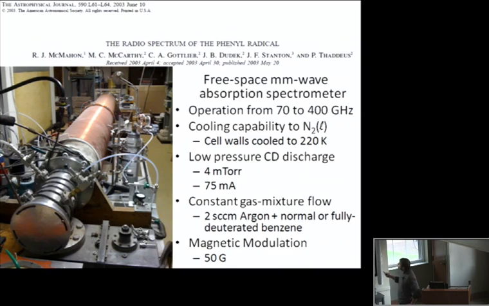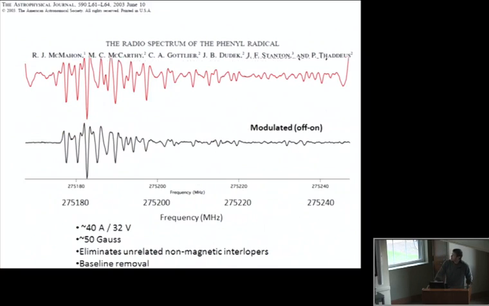To actually observe those, they used a free space millimeter wave absorption spectrometer, which operates from 70 to 400 gigahertz. It's able to be cooled using liquid nitrogen. There's coils that are wrapped and liquid nitrogen's flowed. The cell for this experiment in particular was cooled to 220 Kelvin, and it uses a low pressure DC discharge. Within the cell are electrode rings, and the pressure within the cell is about 4 millitorr, and a current of about 75 milliamps was what was used to discharge. A gas flow that consisted of 2 standard cubic centimeters of argon plus either normal or the fully deuterated benzene were used to flow in the cell at a constant flow, and magnetic modulation was used to simplify the spectrum to remove any non-magnetic lines from the spectrum, which I'll show you here.